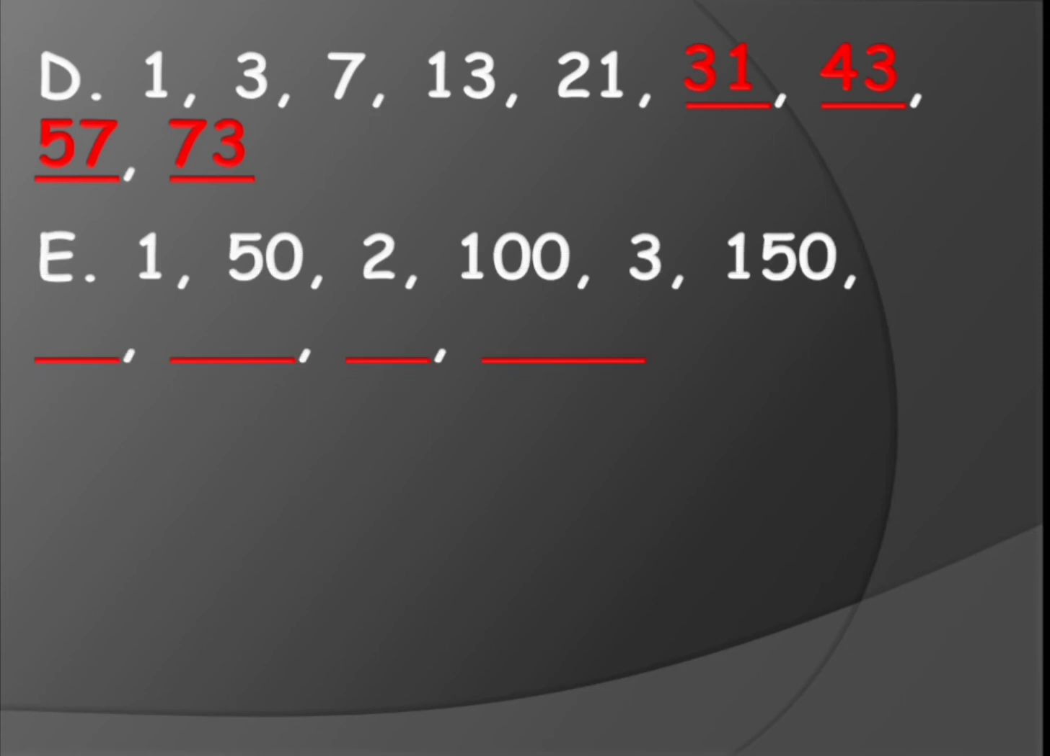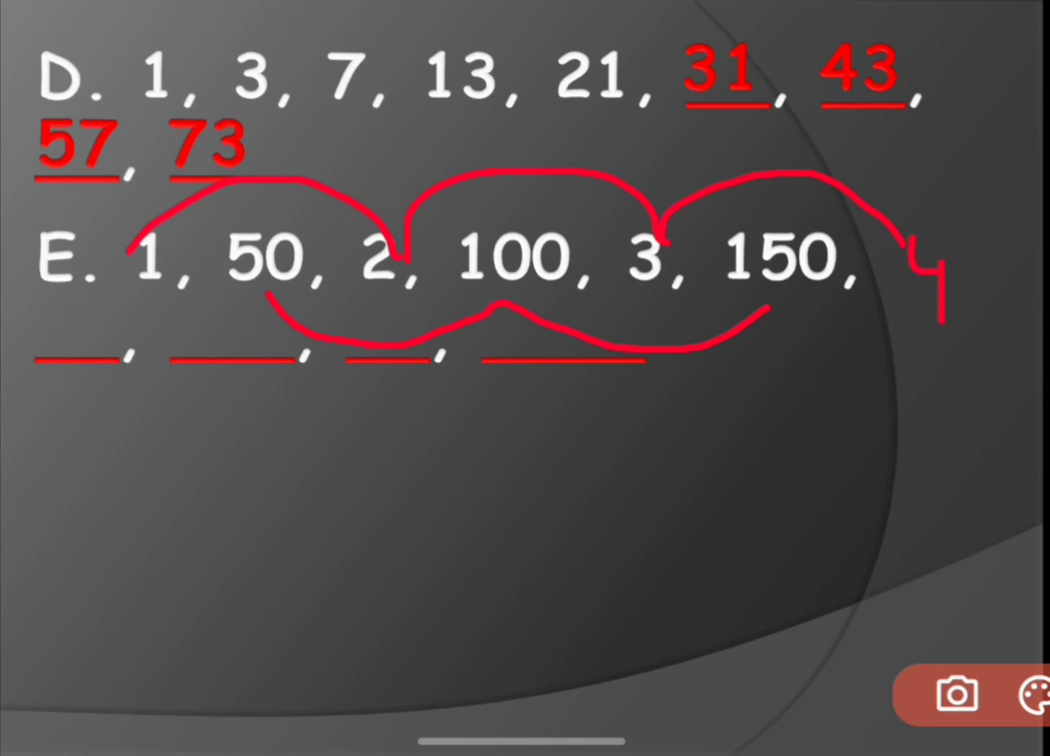1, 50, 2, 100, 3, 150. So here, children, you can see two patterns, isn't it? So 1, 2, 3 is one pattern where you are writing the numbers 1, 2, 3, 4, 5, 6. And then you have another pattern where you have 50, 100, 150. That is, you are writing the 50s, isn't it? So the next number would be this, that is 4.